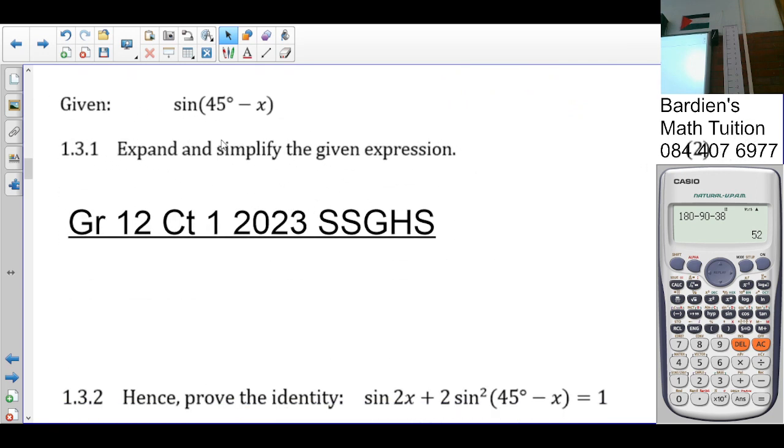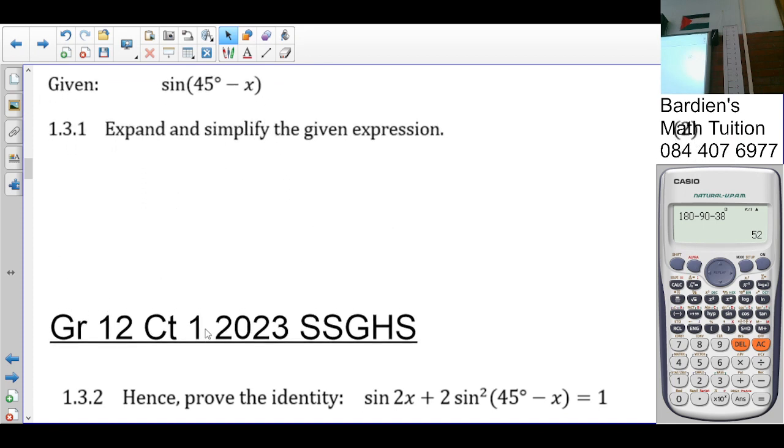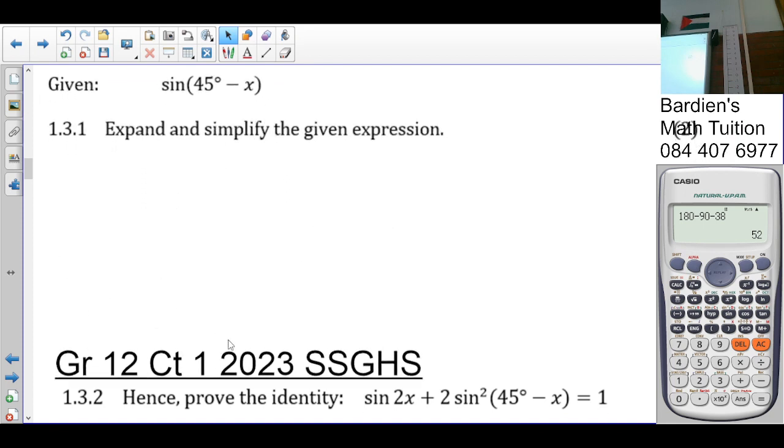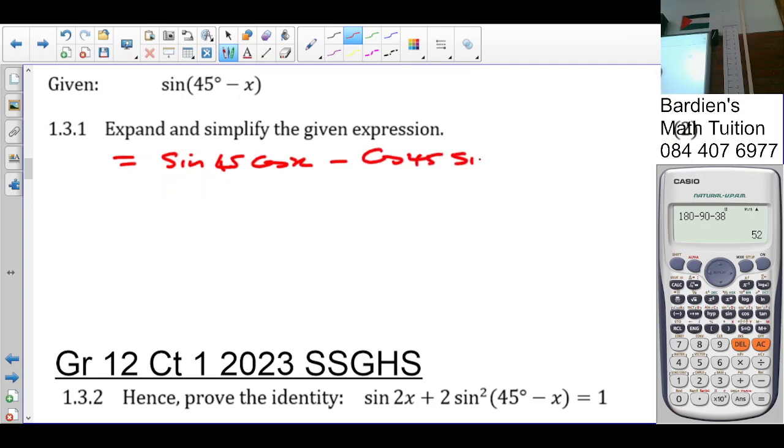People, in 1.3.1, you are given sine of 45 minus x. They say expand and simplify the given expression. So this is again in the form of sine of alpha minus beta. If I expand the expression, that will be sine alpha, alpha in this case is 45, cos beta, which is x, minus cos 45 sine beta, which is x, of course. Now, sine of 45 is going to be 1 over square root 2 cos x minus 1 over square root 2 sine x.